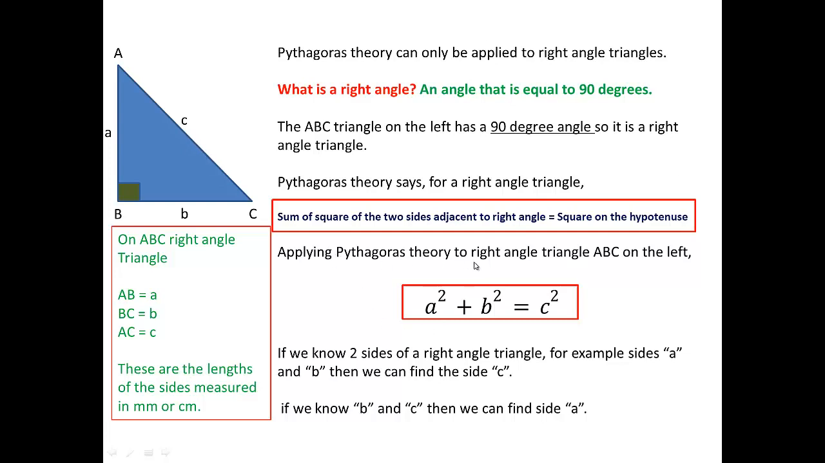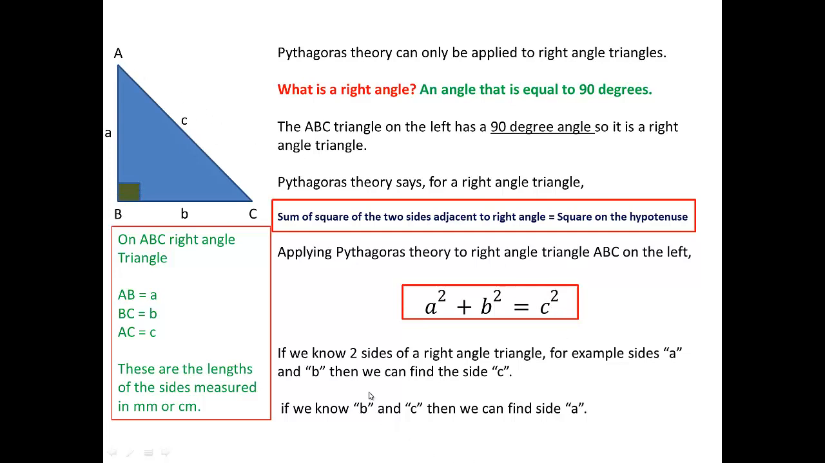Applying Pythagoras theorem to the right angle triangle ABC on the left, the two sides that are adjacent to the right angle are a and b. Therefore, a squared plus b squared is equal to c squared, which is the square on the hypotenuse. If we know two sides of a right angle triangle, for example side a and side b, which are the two sides adjacent to the right angle, then we can find the hypotenuse.